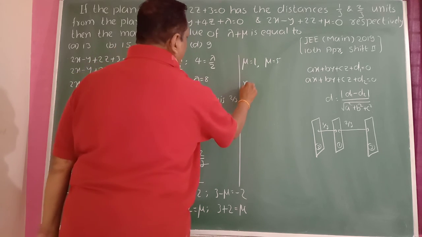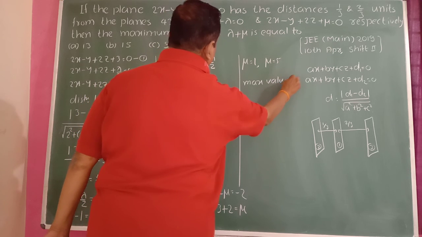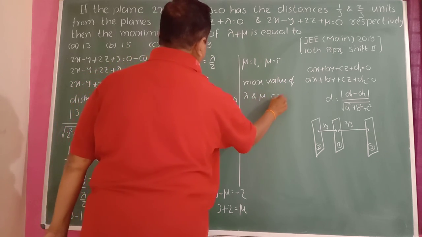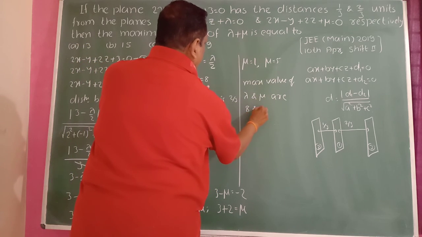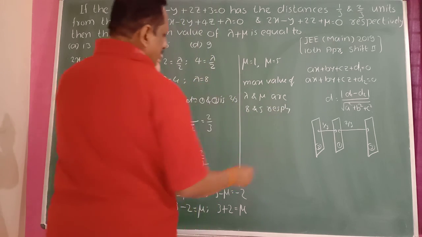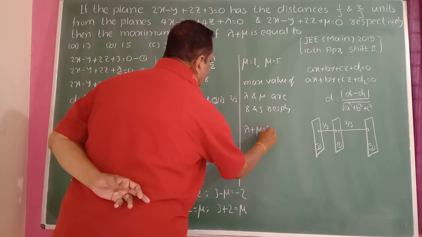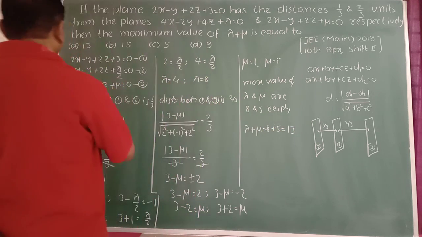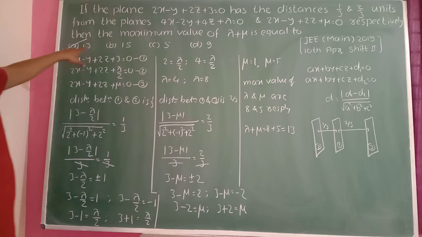Therefore the maximum values of lambda and mu are 8 and 5 respectively. Therefore lambda plus mu is equal to 8 plus 5 is equal to 13. Therefore the first option is correct. The maximum value of lambda plus mu is 13.